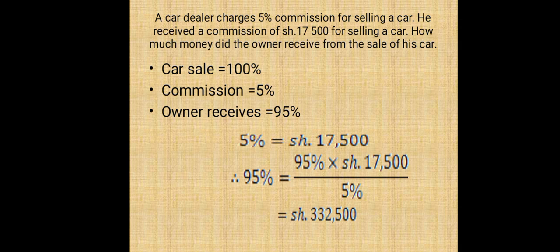Now here we equate 5% to 17,500 that the dealer got. What now will be 95%? 95% will be 95% multiplied by 17,500 over 5%. So the owner will get 332,500 Kenya shillings.